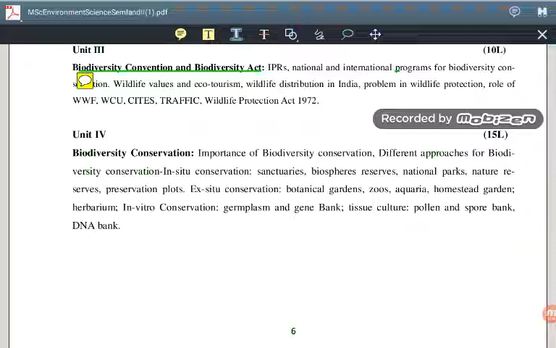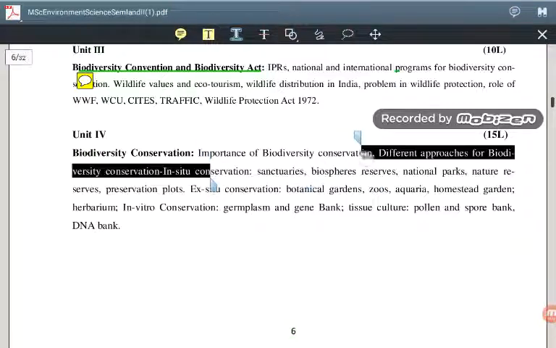You know that many species have gone extinct, or certain species are critically endangered. So in order to save all these species, we have to follow certain conservation strategies. So what are the different types of conservation strategies? That is the importance of biodiversity conservation. Why do we need to conserve biodiversity?